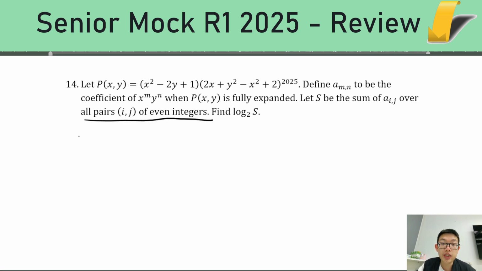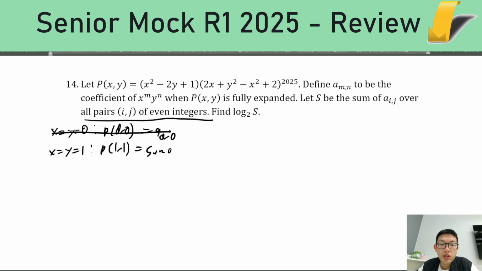And so, for example, if you put in x equals y equals 0, then you're going to just get p(0,0). The only term that survives is the constant term, right? Now, I'm not interested in a_00 specifically. I want all pairs, which is a lot. But this is an example. If you have seen SMO senior problems like this before about extracting coefficients, then you know that a very common thing to do is to put 1 inside. It's actually going to give you the sum of all a_ij.